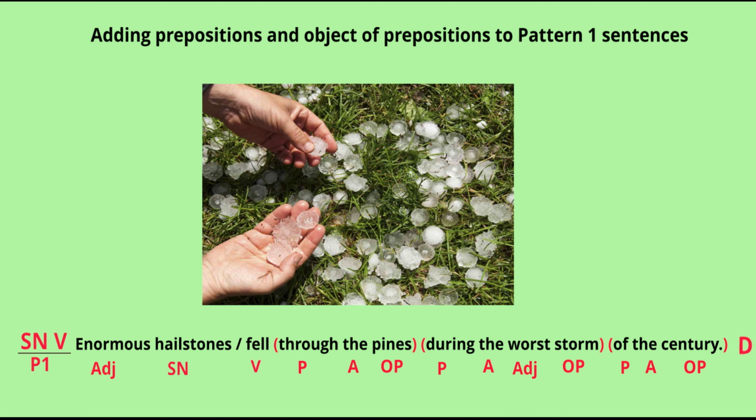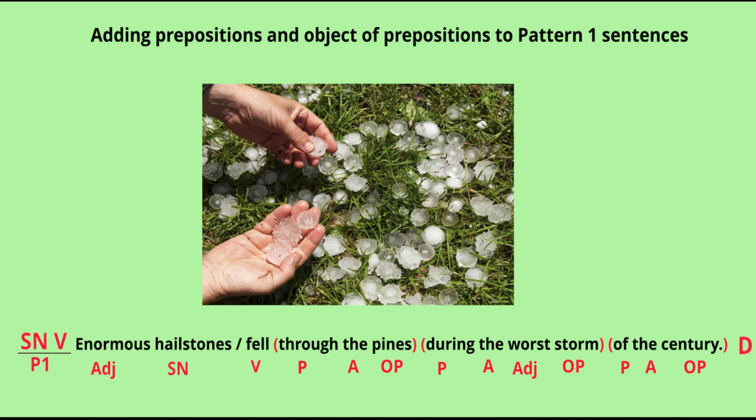Similarly, during the worst storm. During what? During storm. Storm is a noun. So, storm is the object of the preposition. During is the preposition. The is an article adjective. Then what is worst? Worst storm. What kind of storm? Worst. You're describing the storm, right? So, worst would be the adjective. So, during the worst storm is the prepositional phrase.